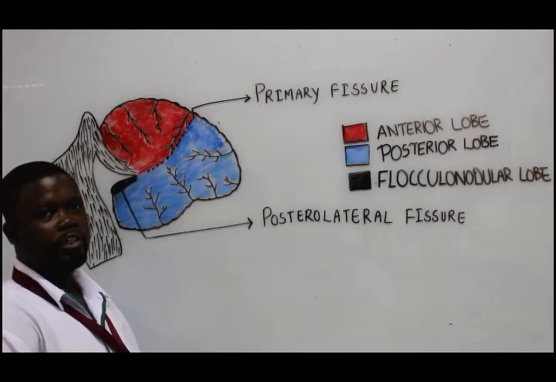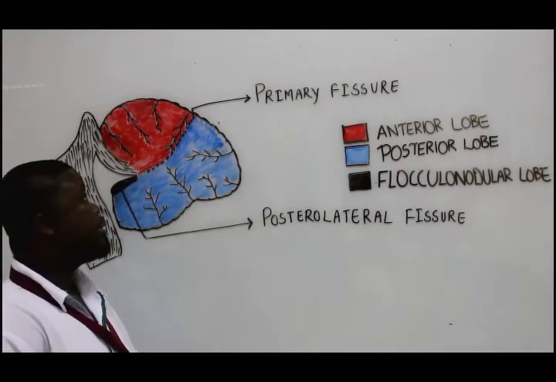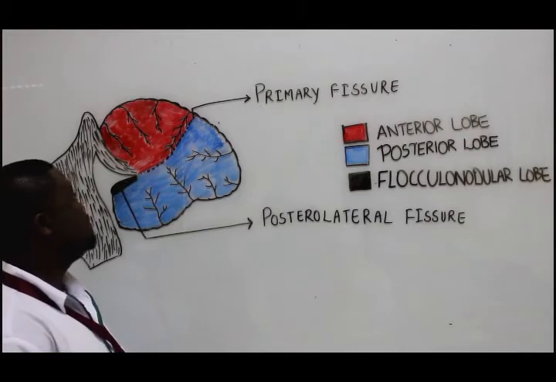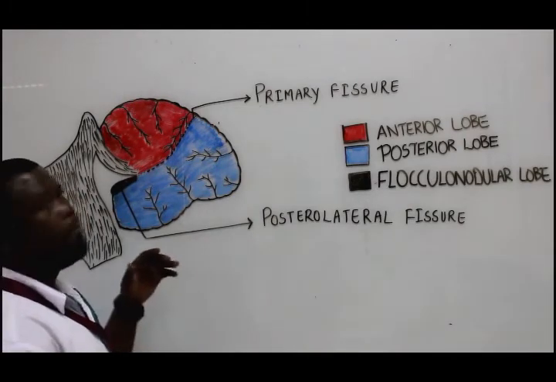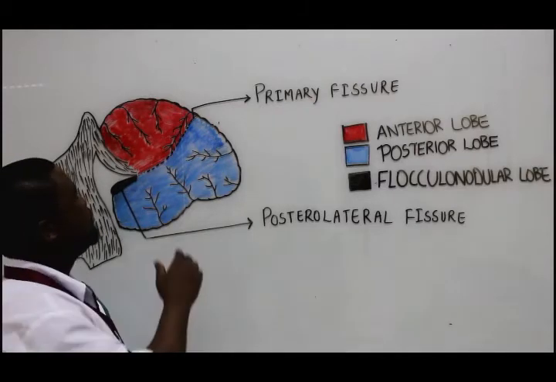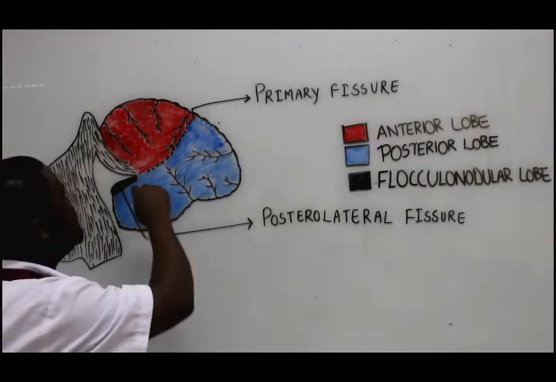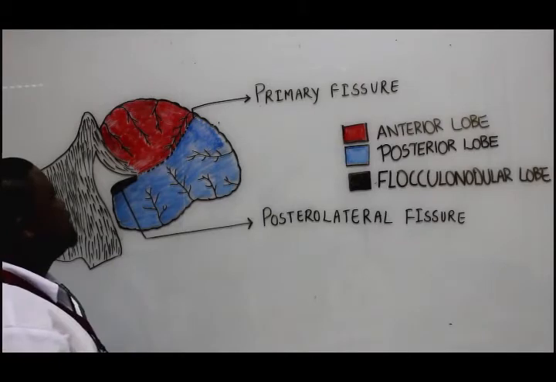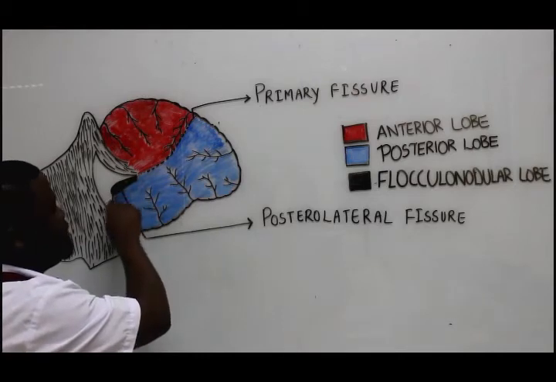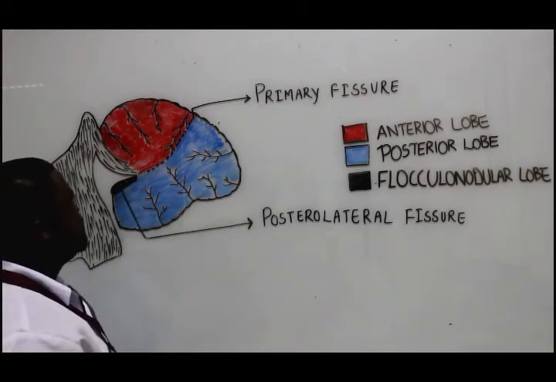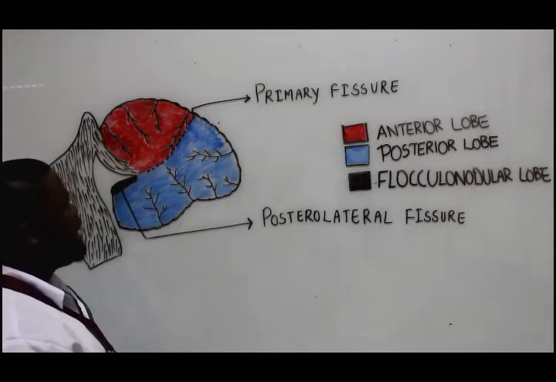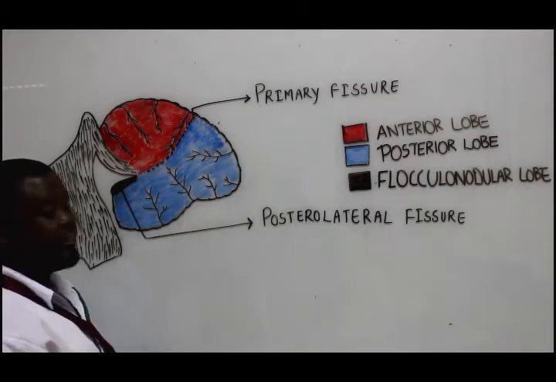Now let's talk about the structural divisions of the cerebellum. As we can see from this diagram here, we have two main fissures, or lines, that run mediolaterally and divide this whole structure into three different lobes. We have this line right here, which is the primary fissure. And then when you come to the back right here, there is the posterolateral fissure. Those two fissures divide the whole structure into three lobes.